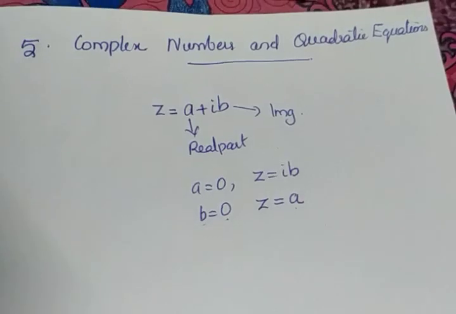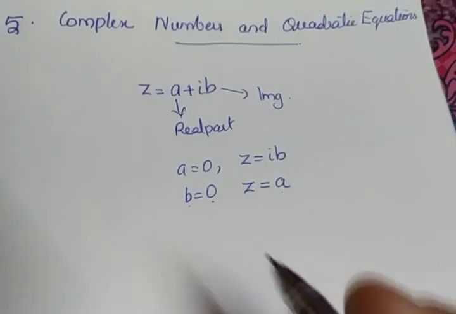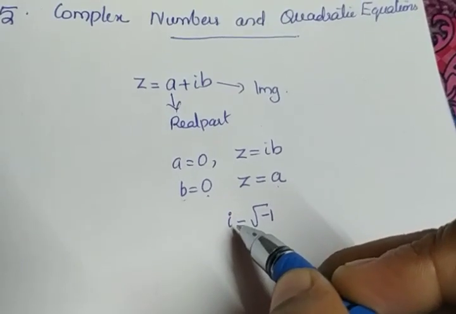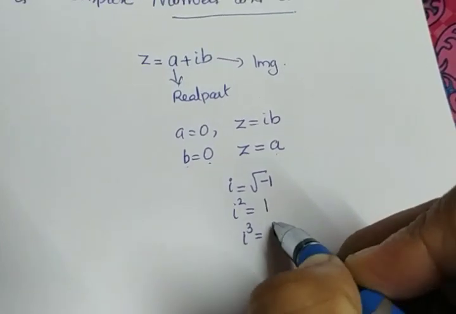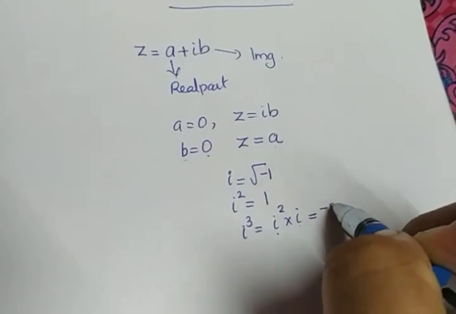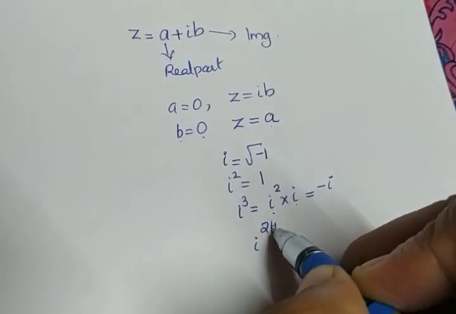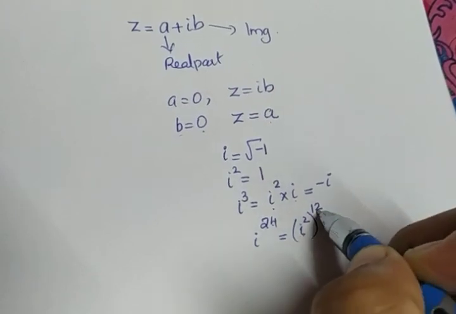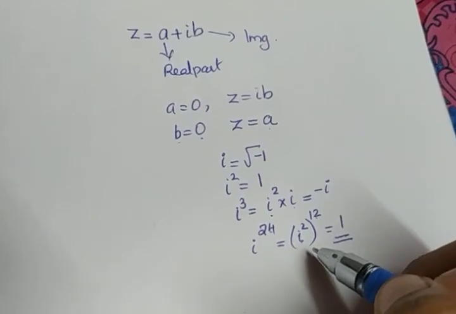So a complex number is represented by a plus ib, where a is the real part and b is the imaginary part. The value of i is equal to root of minus 1, and we have seen the powers of i. i square is minus 1. To find i cube, we will write it as i square into i, so minus 1 into i gives you minus i. If the power is an even number, if it is 24, how will we write? Take the half of 24, that is i square raised to 12. i square is minus 1, raised to 12 gives you the value 1. In this way, we can calculate any integral power of i.